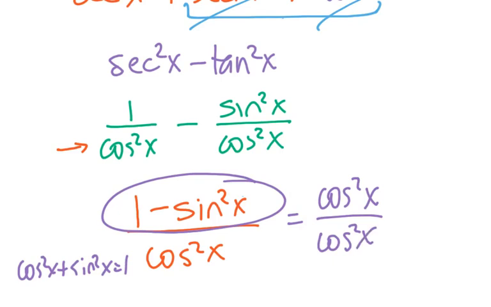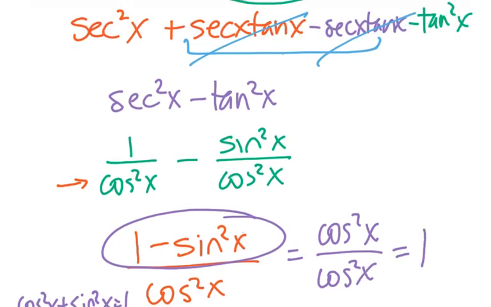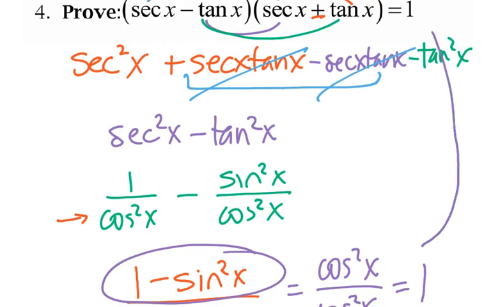And any number divided by itself is 1. And so what we've just done is we have shown that what we started with is equal to 1. And that's proven.